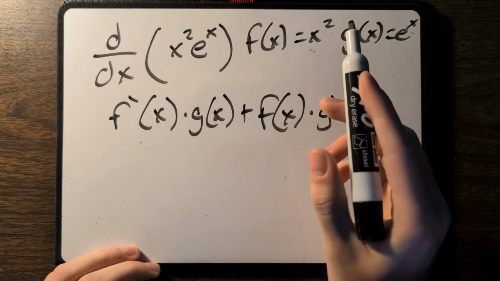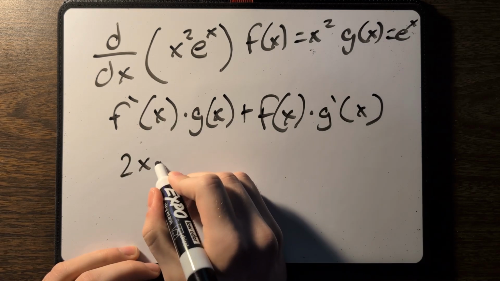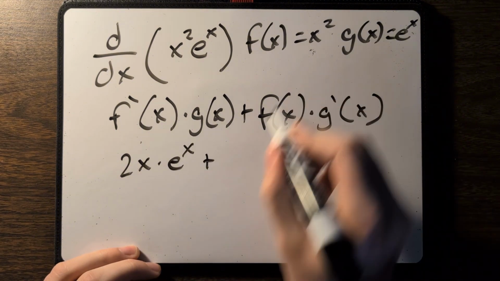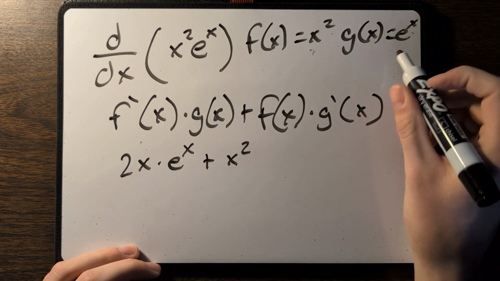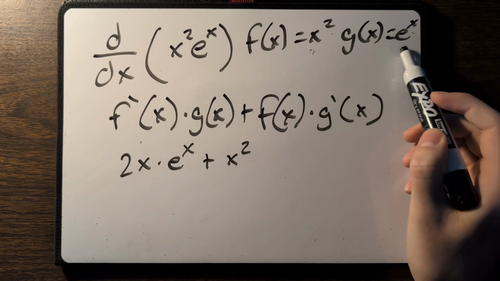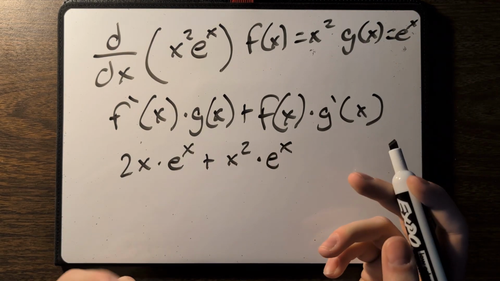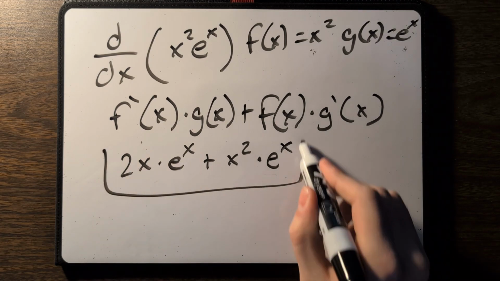Well, the derivative of f of x is going to be 2x, and g of x is going to be e to the x, plus, now we leave f of x alone, we take the derivative of g of x, which is a little bit of a trick because the derivative of e to the x is just e to the x, so it doesn't look like we did anything. And this is our final answer.